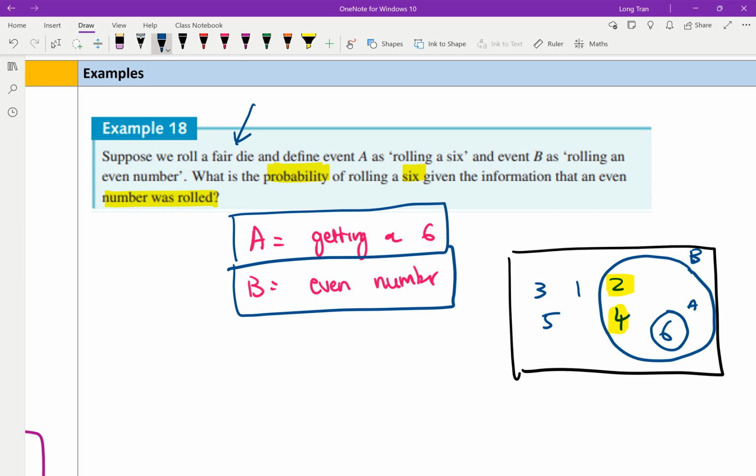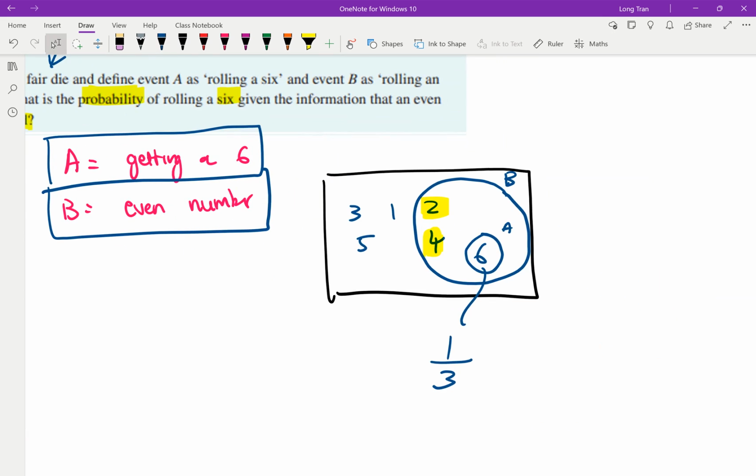They already told you. You got B. It's 2, 4, or 6. Now I'm asking you, what's the chance of getting a 6? Then logically you would say, well, there's only one 6, and it's out of 3. But what you've really done here is you found the probability of getting a 6 intersection even. Because I want to get a 6 and I want it to be even.